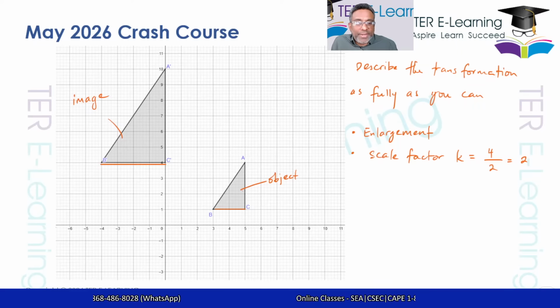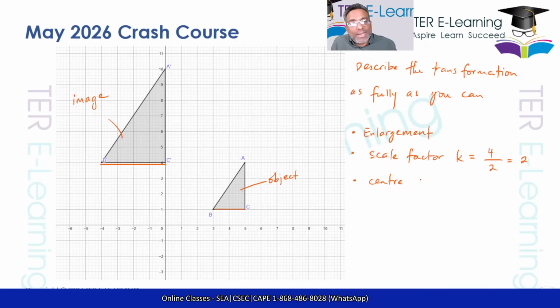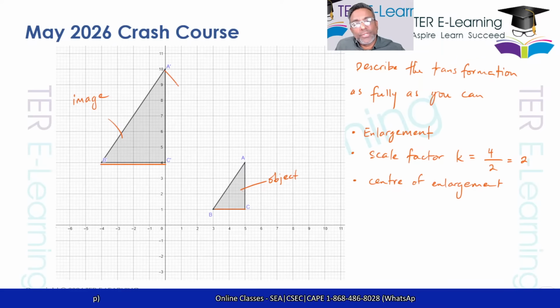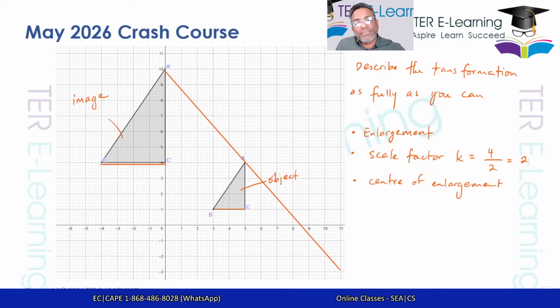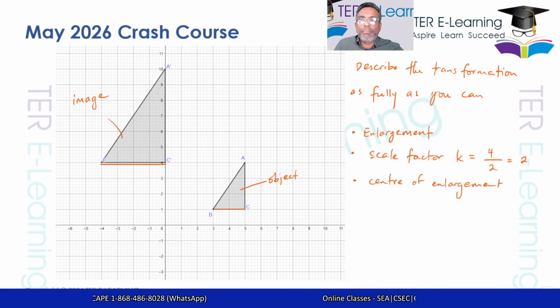Now, what else do we have here? We know the scale factor. We also need to specify the center of enlargement. That is required in your answer as well. Now, the center of enlargement is a coordinate. How do we do that? Well, all you need to do is draw a line from A to A prime. So you're drawing this projection line here. Let me not use that. I'll actually use a line here from PowerPoint.